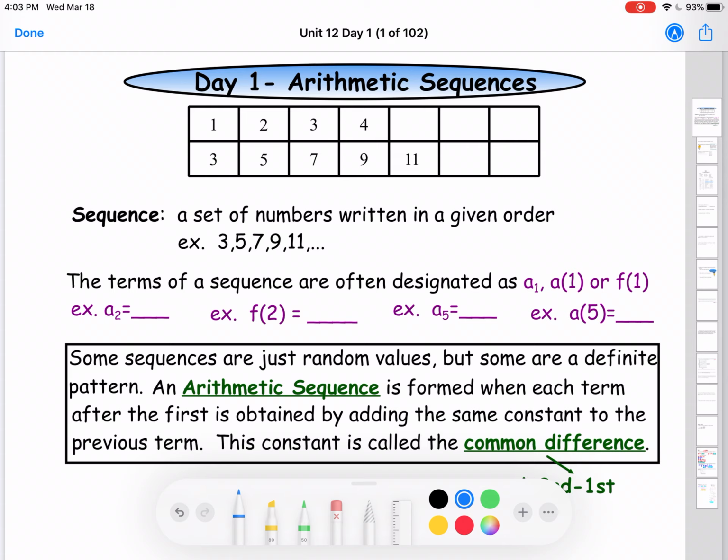Hi guys, I'm gonna make a video for day one, just a few of the questions on here for people who were absent Thursday when we first started this unit. So unit 12 is called series and sequences.